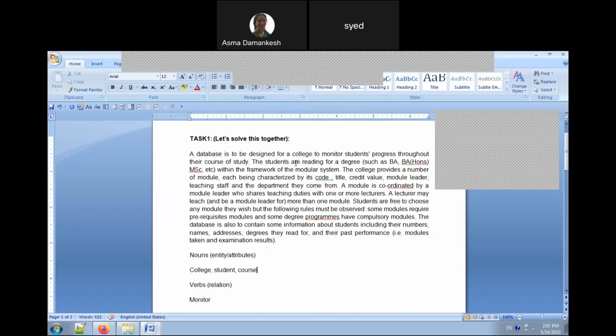The students are reading for a degree. So reading, right? Degree, all right? The degrees are one of those. These are just a list of enumeration, so I'm just going to put this in here. MBA, these are just examples, no? BA, MS, whatever. Within the framework of the modular system. You could put framework, but we do know that framework is a generic word. Modular, okay?